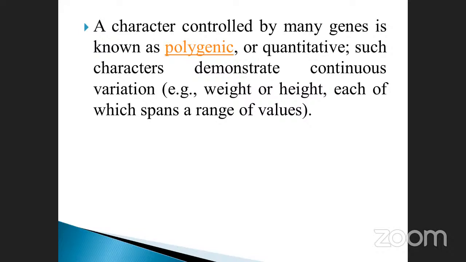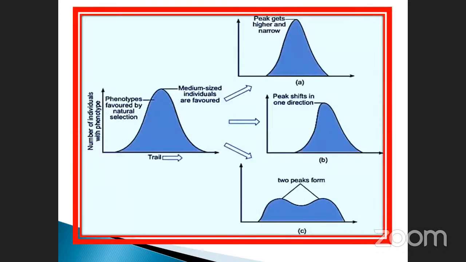Here, a character, that is weight, is one of the characters. Height is a character controlled by many genes. This is called polygenic. Okay. So this is also an important thing.